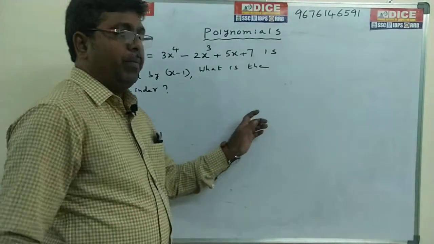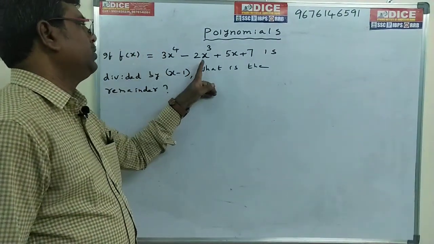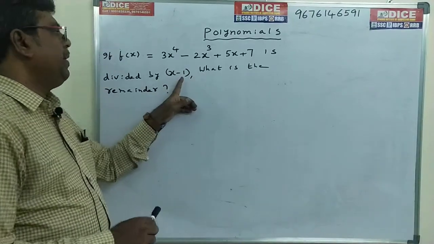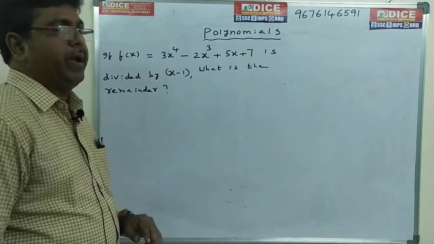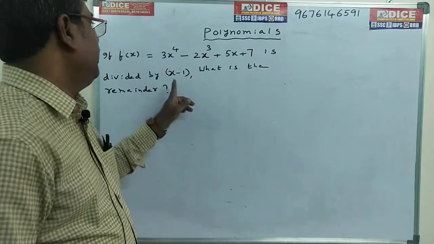Now come to the problem. If f of x is equal to 3x to the power of 4 minus 2x cube plus 5x plus 7 is divided by x minus 1, then what is the remainder? So from this function, how to find the remainder? Here, divide with what function?